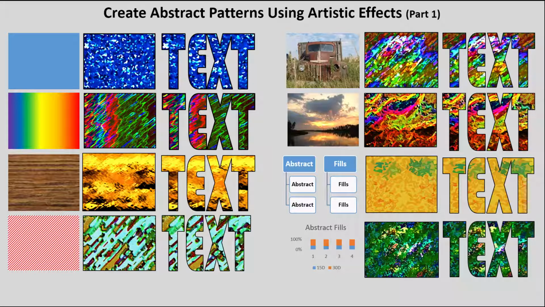Now, the next question you're going to say is this. Well, artistic effects only works with photographs. How do you get it to work on the shapes? Well, you can't get it to work directly on the shapes. You have to convert the shapes into a picture. And what do you have to do with that? Well, you just copy the shape, paste special, picture. That's it. So we have to convert each one of these, all these shapes, into a picture and then apply the artistic effects to it.